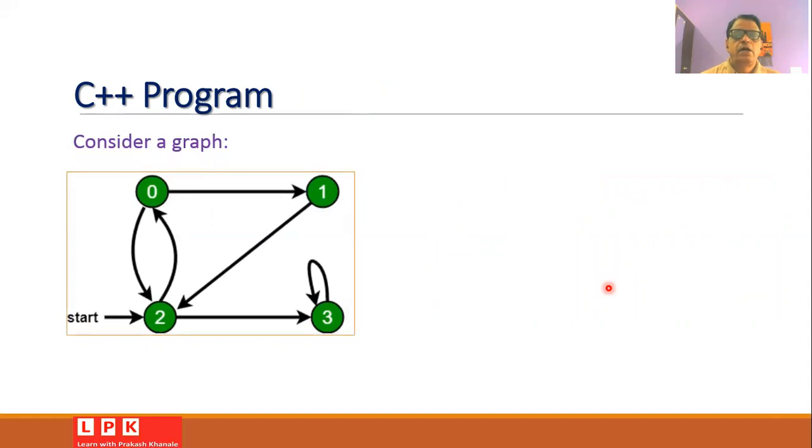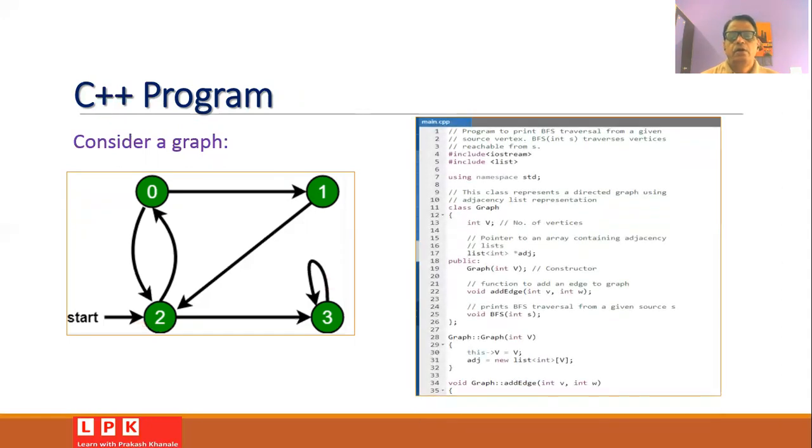Now let us understand how we can write a C++ program to perform the traversing operation on the graph. Suppose we have been given a graph which consists of the vertices 0, 1, 2, 3. The edges are directed edges, and suppose we want to start from vertex number 2. Initially in the C++ program, you need to include the required header files, and then add them by using the namespace std.